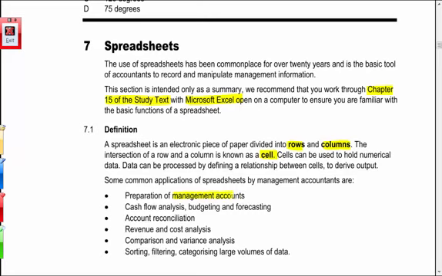So you can use them to prepare the management accounts and indeed the financial accounts. You can use them for historical cash flow as well as future forecast and budgets.